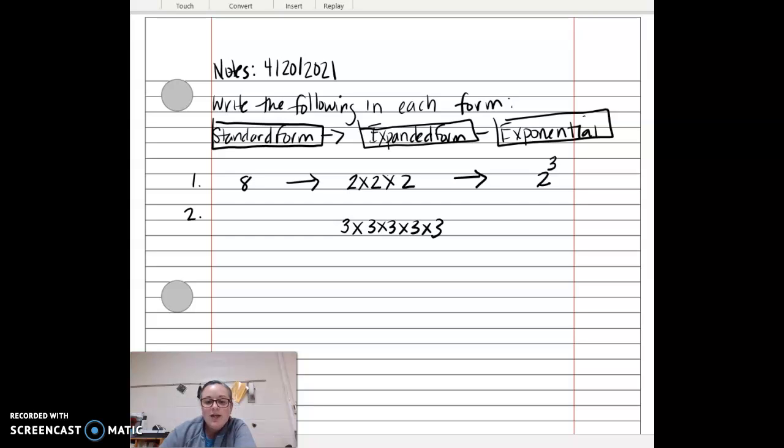What if I gave us the expanded form first, like 3 times 3 times 3 times 3 times 3? Well, that could be written as 3 to the 5th power, which is 243.